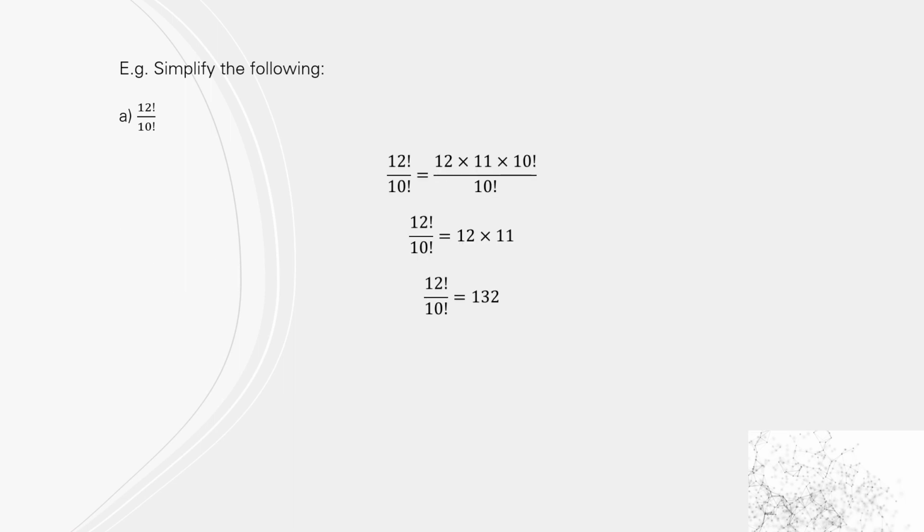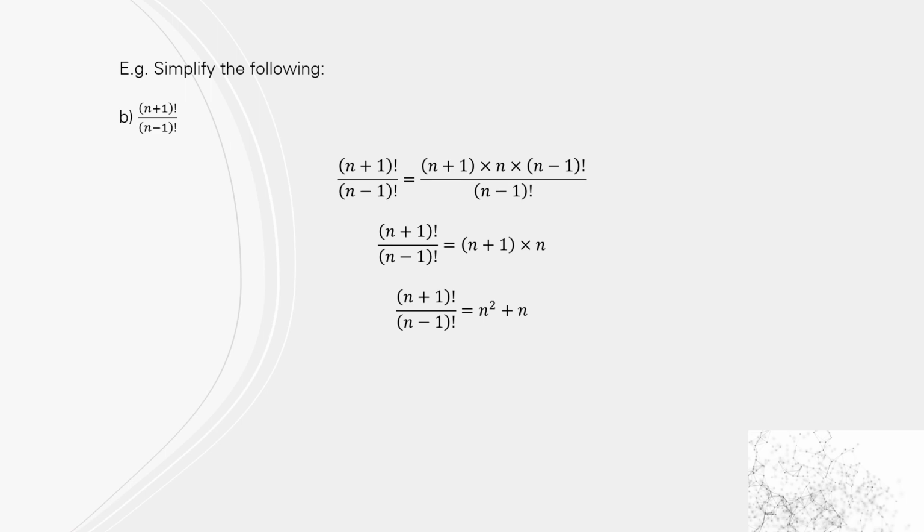So we'll start with 12 factorial over 10 factorial. The larger factorial is 12 factorial. So that's 12 times 11 times 10, 9, 8, 7, 6, 5, 4, 3, 2, 1, or times 10 factorial. Now you can see that we can simplify by cancelling out the 10 factorial on the top with the bottom, and you're left with 12 times 11, or 132.